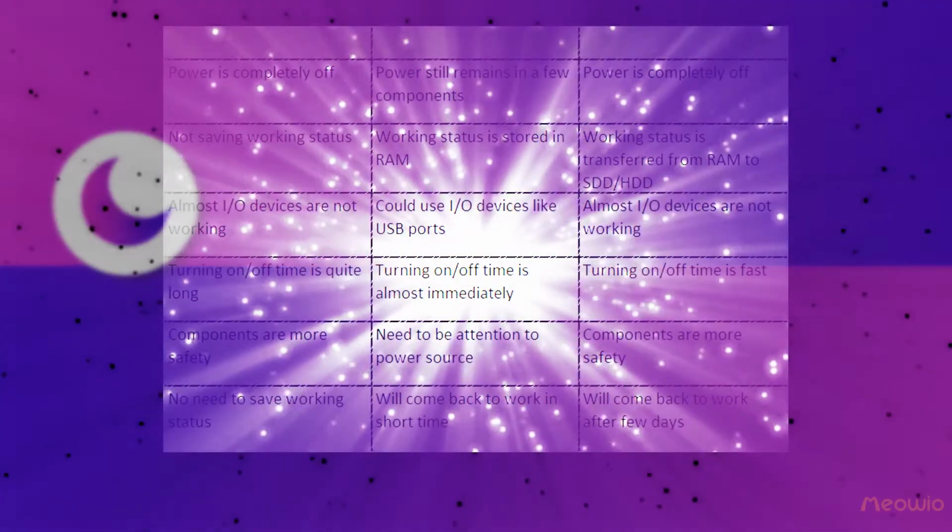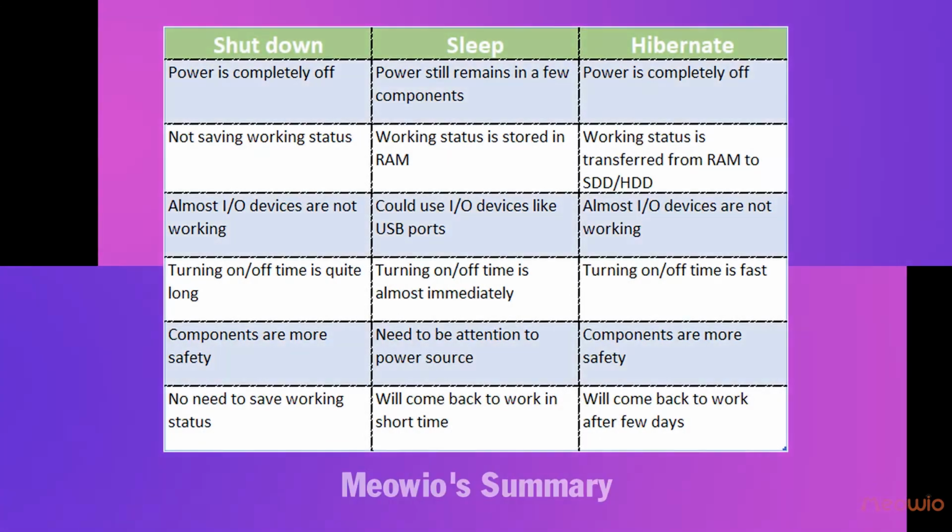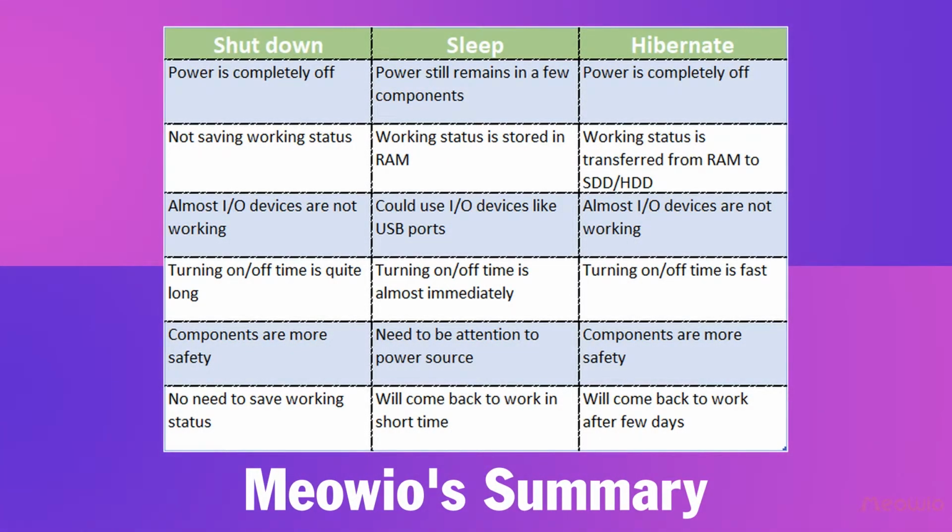So I will summarize as you could see. That's easy to understand, right? When you don't need to save anything, just use Shutdown mode. When you are away from the keyboard in short time and will come back soon, use Sleep mode. When you want to go on a vacation then come back to work after a few days, use Hibernate mode.